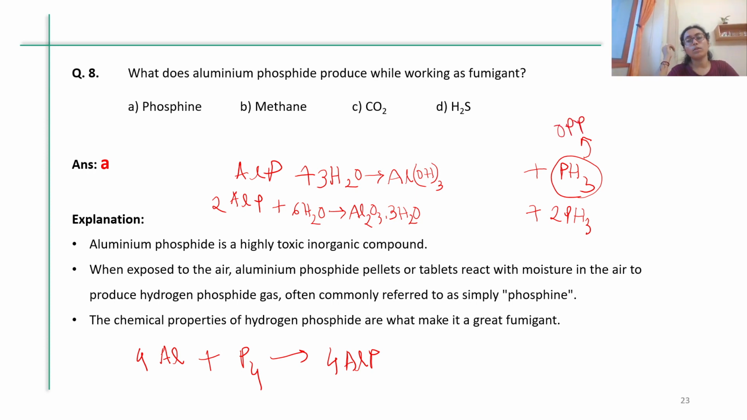Denoted as OPP, organophosphate. So this will damage the acetylcholine esterase enzyme. Acetylcholine esterase is an enzyme that is responsible for the catalytic hydrolysis of acetylcholine. I have discussed this enzyme, how it works, and how its function is disrupted in the presence of OPP, in the previous class on phosphorus compounds.